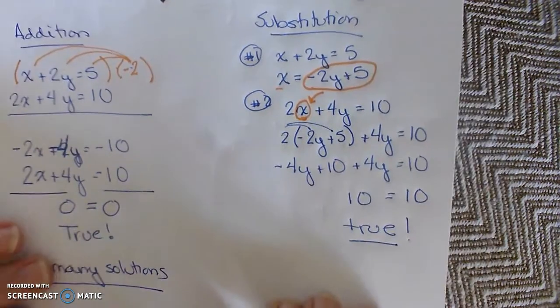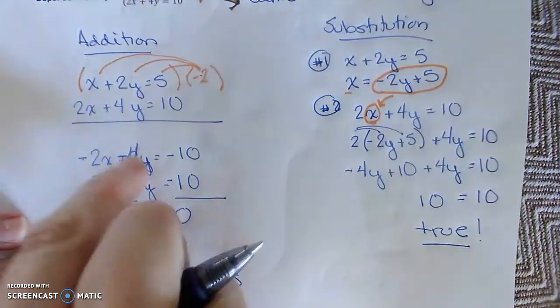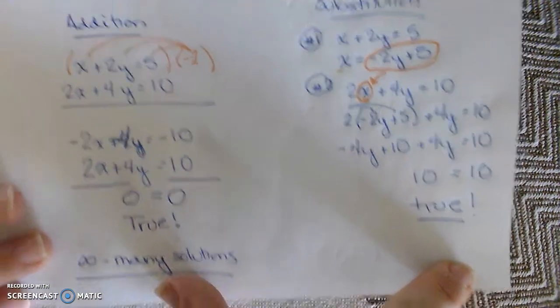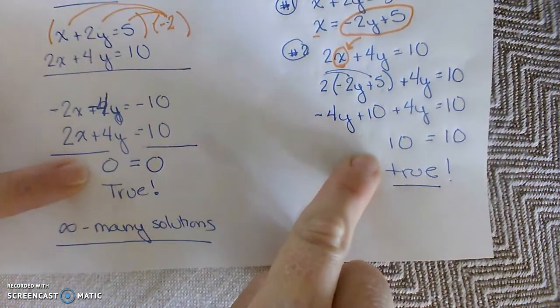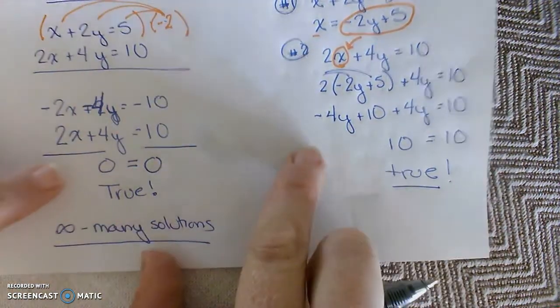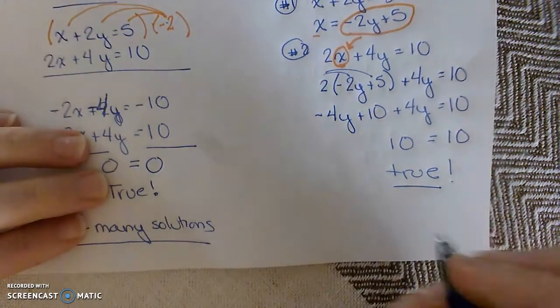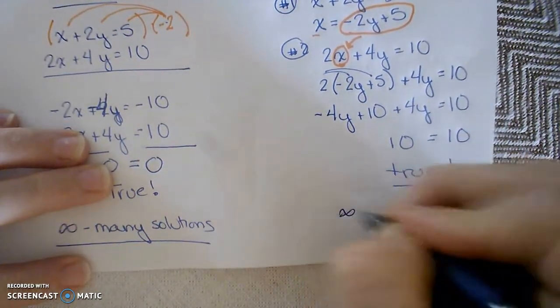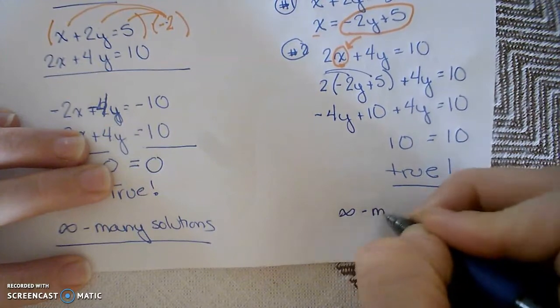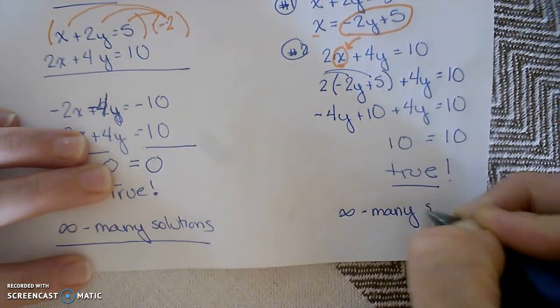statement. So if you're solving either by addition or substitution and you end up with an equation not involving any variables that's just true for all values, then we can say it's a dependent system and we have infinitely many solutions.